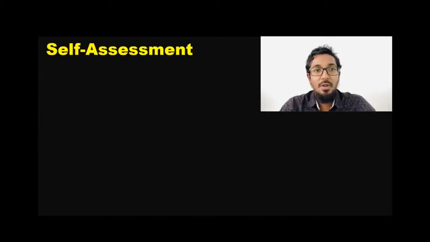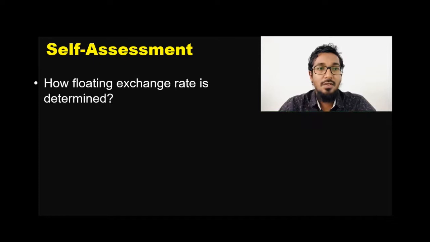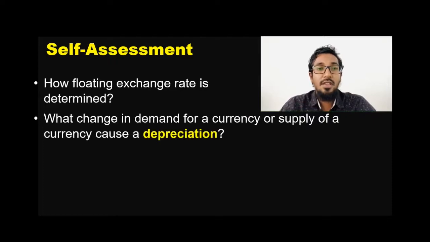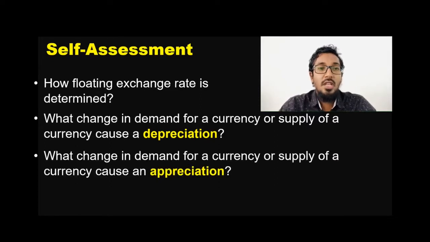Here is your self-assessment part. There are several questions that you can answer in order to determine whether you are successful in this lesson, or whether you have fully achieved what you have studied. The first question is, how is a floating exchange rate determined? Very easy and very straightforward question, isn't it? The next question is, what change in demand for a currency or supply of a currency causes a depreciation? And the third question is, what change in demand for a currency or supply of a currency causes an appreciation?